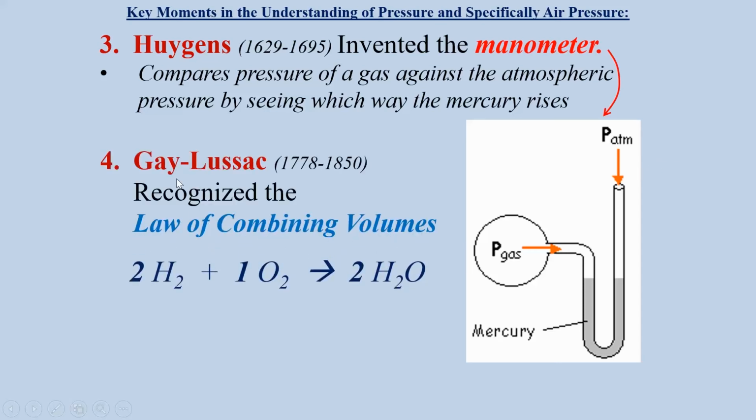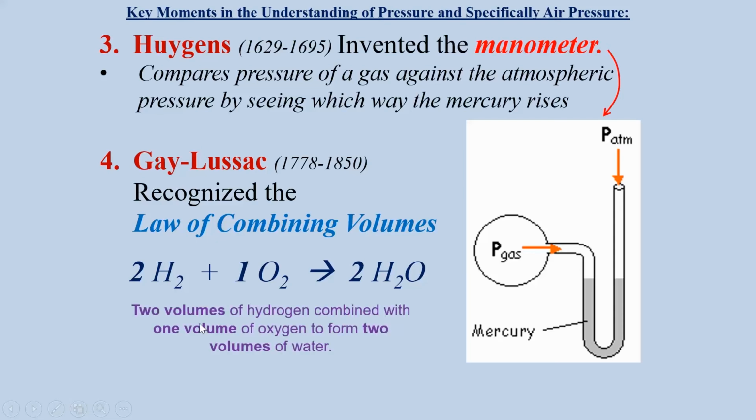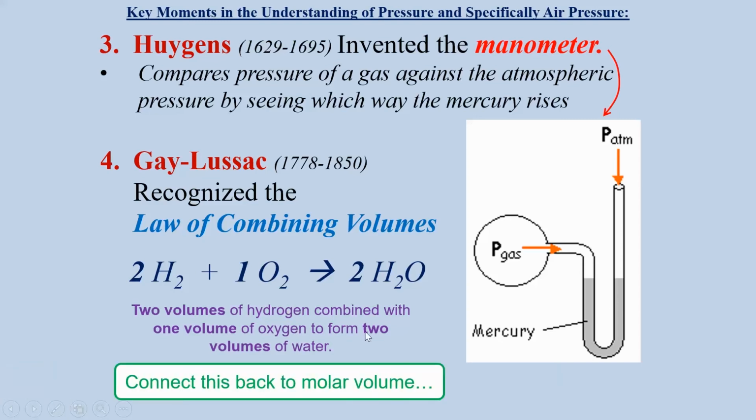One other person is Gay-Lussac. He recognized the law of combining volumes, which helped aid this chemical understanding of gases, where he noticed that if you put hydrogen and oxygen gas together, you'd get a smaller volume. So two volumes of hydrogen combined with one volume of oxygen form two volumes of water. And you can connect this to your whole molar volume thing. You remember how 1 mole of a gas is 22.4 liters? So you're already familiar with that, and that's what we're talking about here. Obviously, when there's less volume, there's also less pressure because there's less things bouncing around and taking up room.